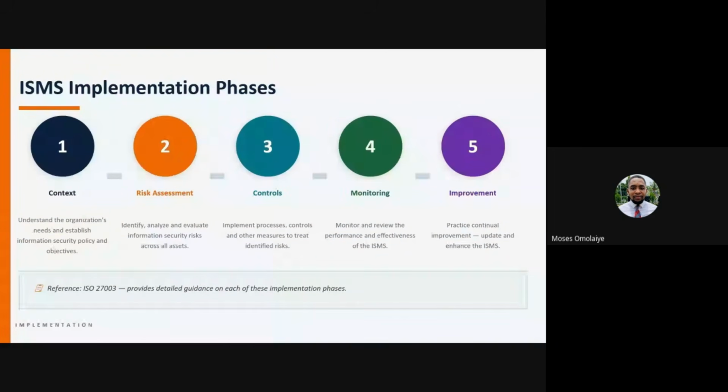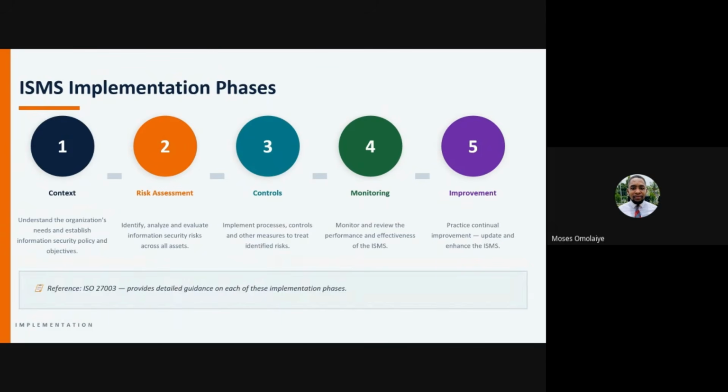Then you implement controls. So what are controls? They could be processes; there are different types of controls which we would see. And they are aimed at treating identified risks. Then after implementation, you monitor and review the effectiveness of what has been implemented. Based on your review, whatever needs to be tweaked or improved upon will be improved upon. And then you practice continual improvement.